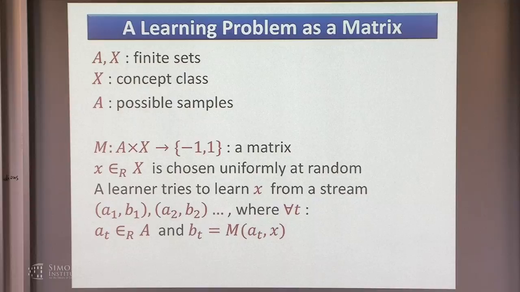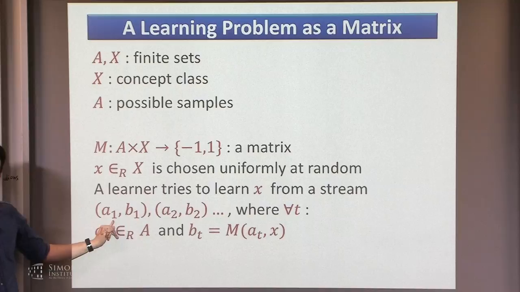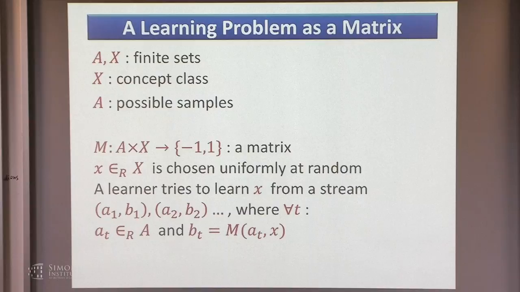And now what is the learning problem associated with a matrix? You pick a column uniformly at random, and then you start picking rows uniformly at random, a1, a2, and so on and so forth, and you give me the index of the row and the value of the entry in the matrix. Okay, so the learner gets to see this sequence of a1, b1, a2, b2, a3, b3, and he eventually needs to learn x. Okay, so let's see, as an example, what will be the matrix associated with parity learning?